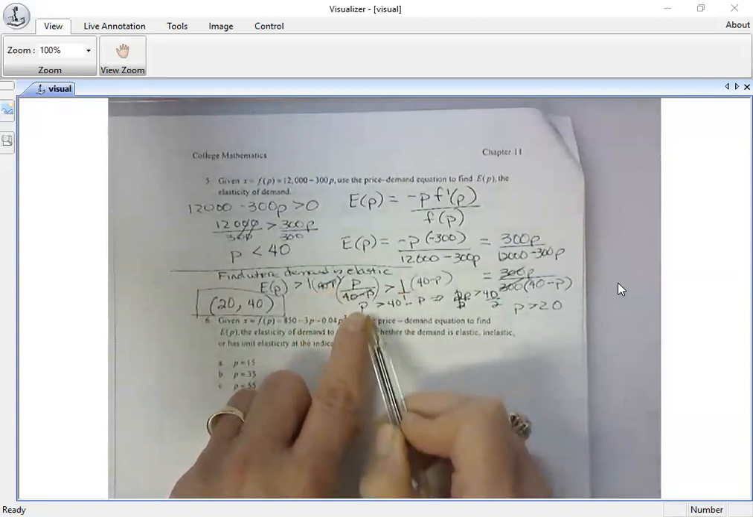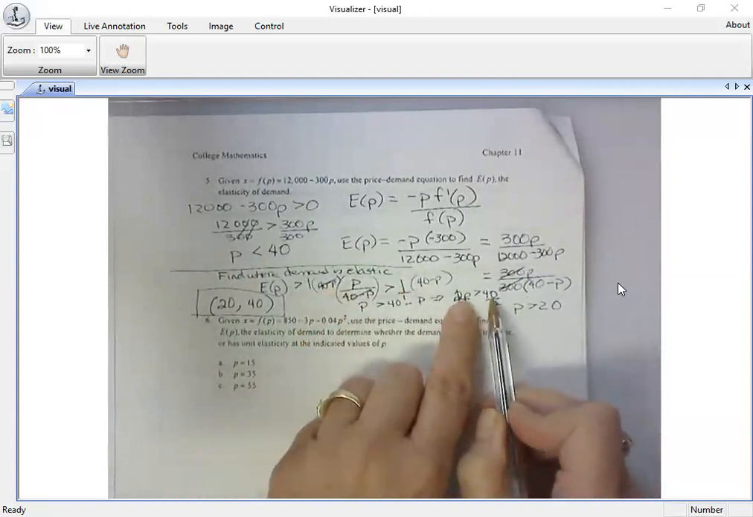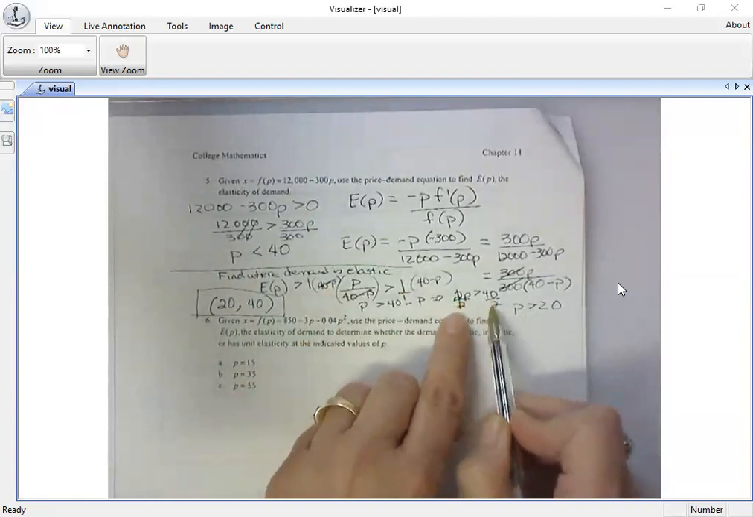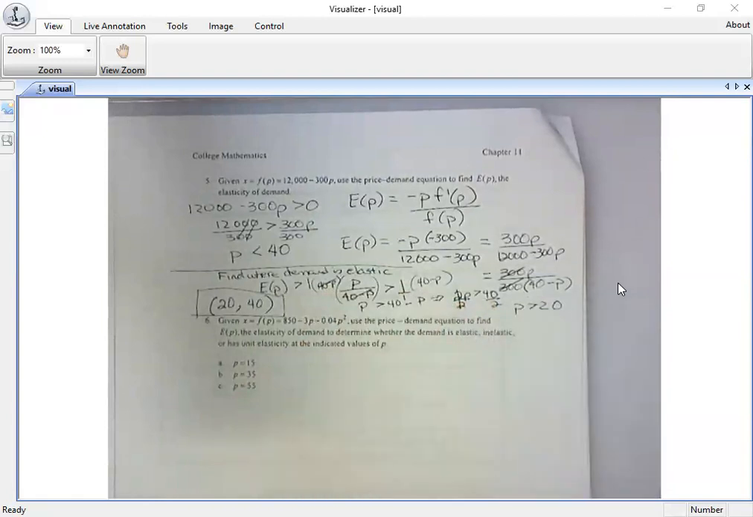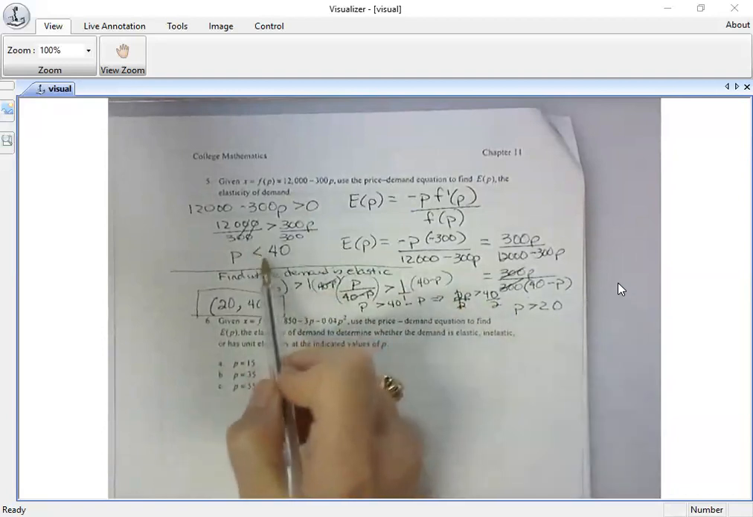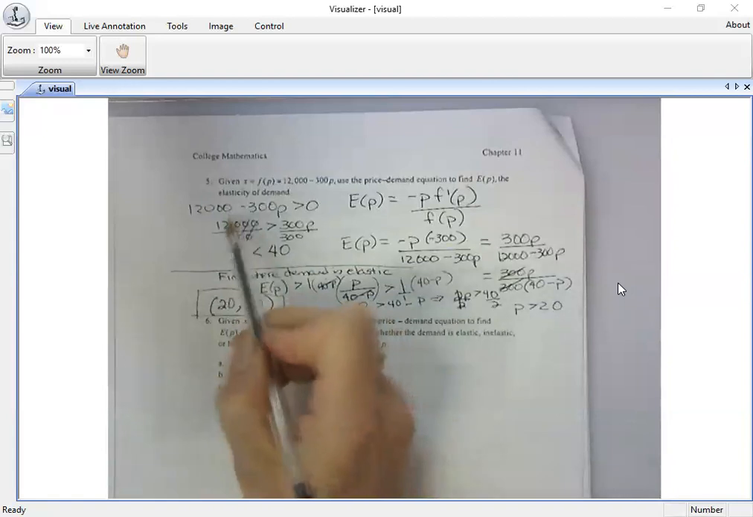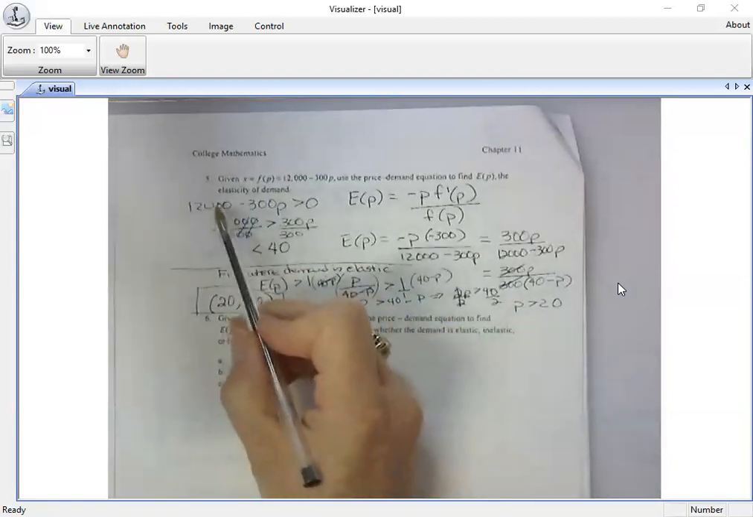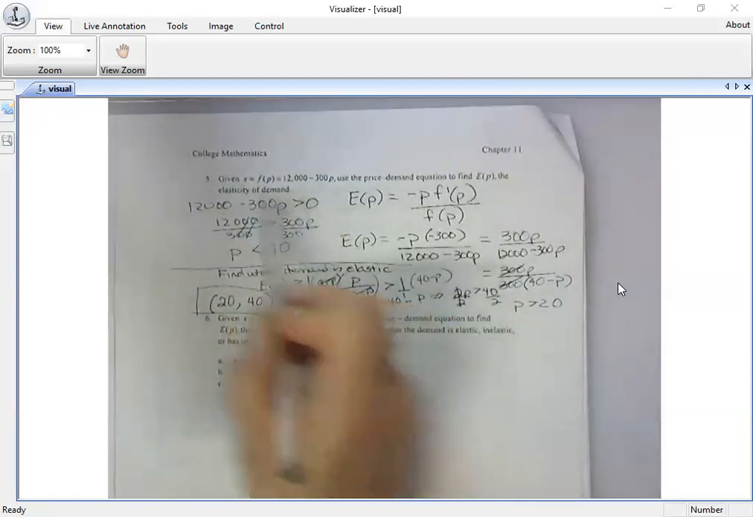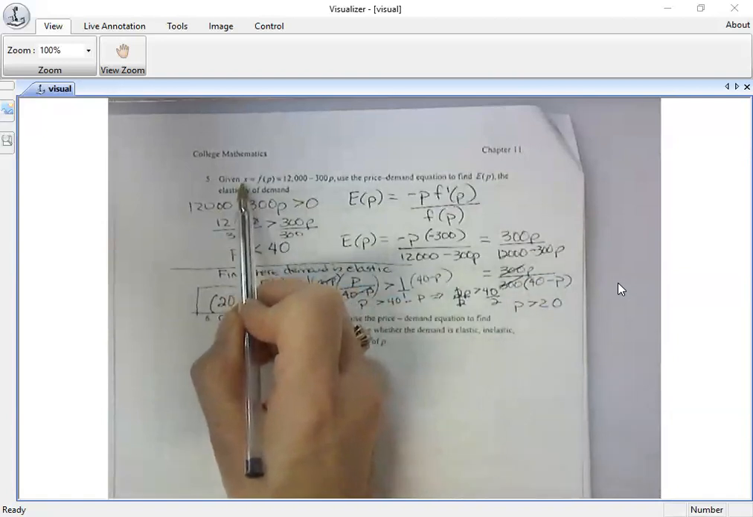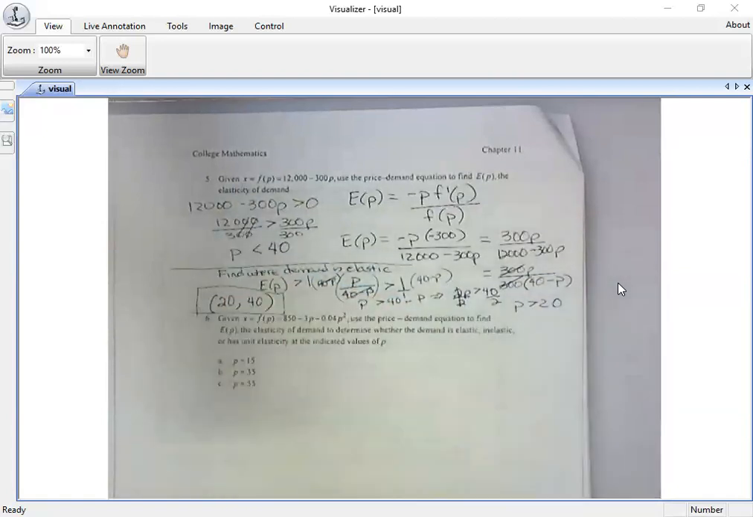We got the P's together on the same side. So that's how we got 2P is greater than 40. And then when we divided by 2, that told us when P is greater than 20, we get in elastic territory. This part that I showed you in the beginning, the reason we did this, we wanted to know when this is greater than 0, because if X is talking about price, or it's talking about number of products, either one has to be positive, right? Okay, so that's why we set it greater than 0.